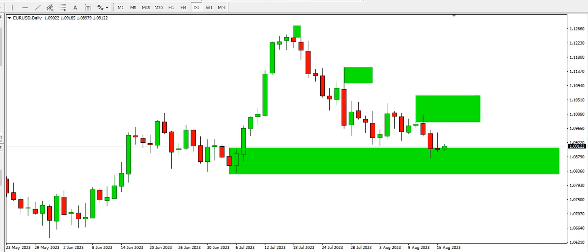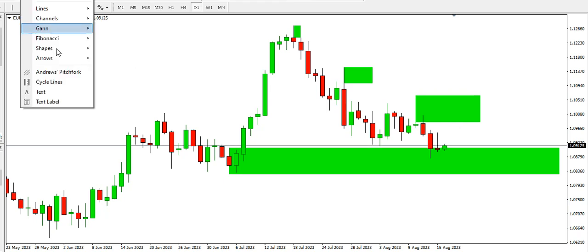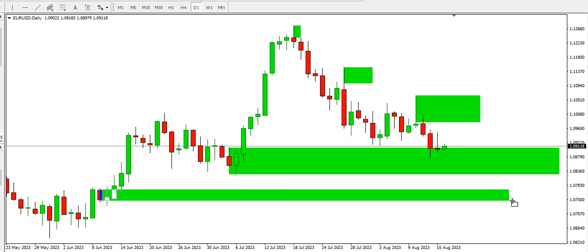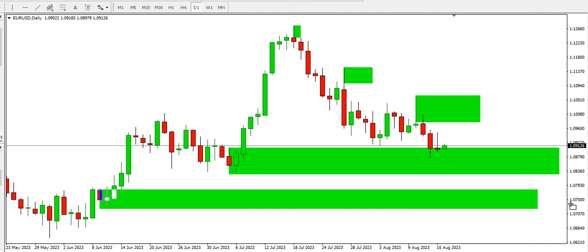But if price is going to drop further, we have this particular order block at the 1.07500 level. Price might find support at that particular order block. Okay, but that's that for the daily time frame.